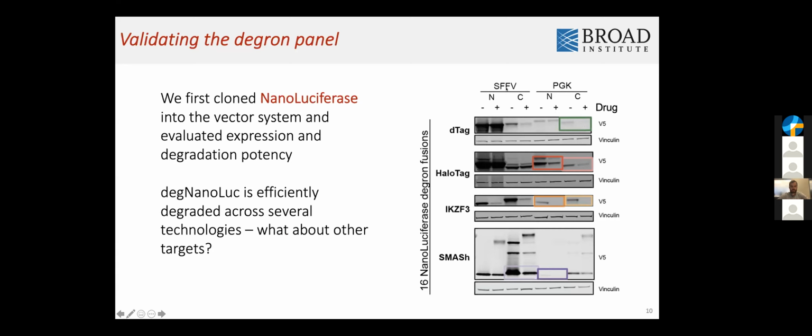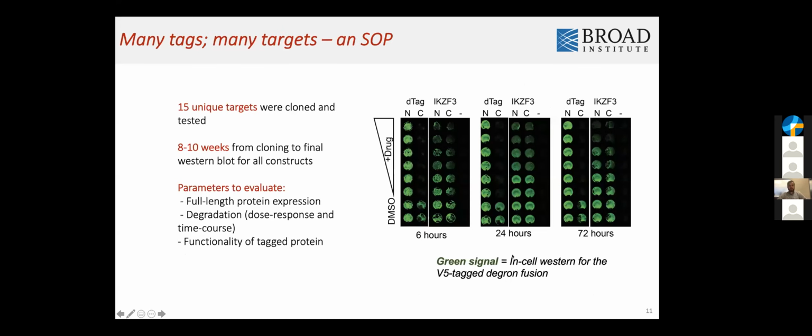We'll come back to these differences in expression levels, but just to highlight that our weak promoter or strong promoter gives very different levels of expression, which can be very valuable for functional studies later. So then we wanted to develop a system where we could pretty robustly characterize the degradation efficiency across these different Degron tags for the 15 unique targets that the Degron working group was interested in.